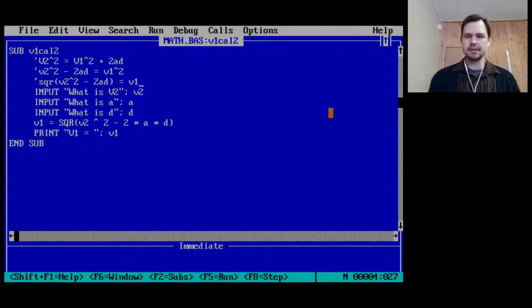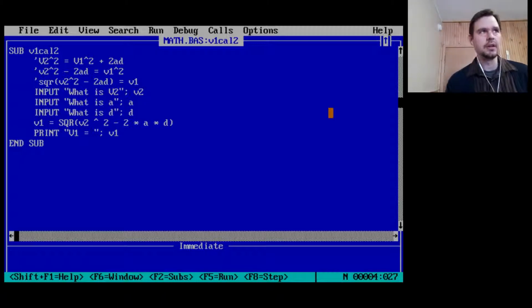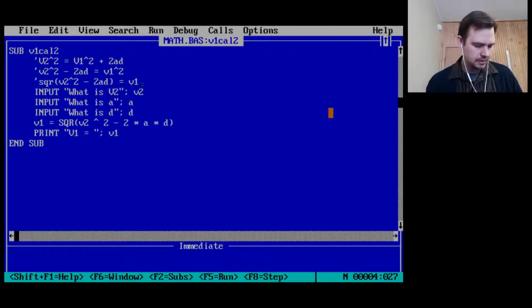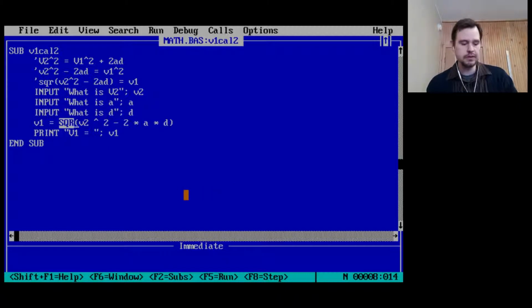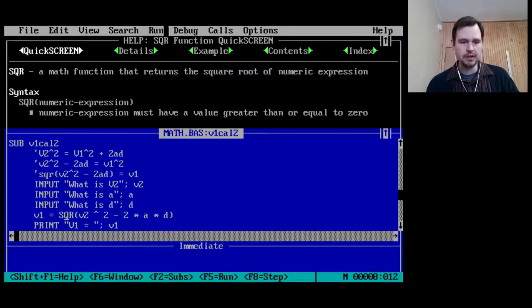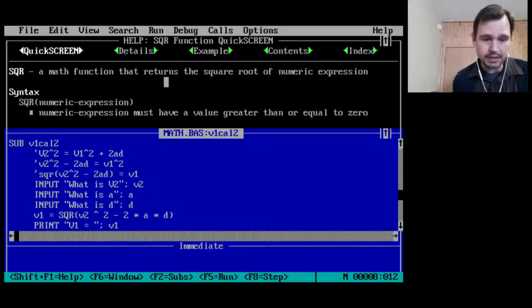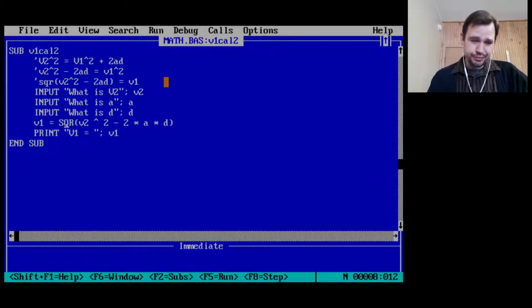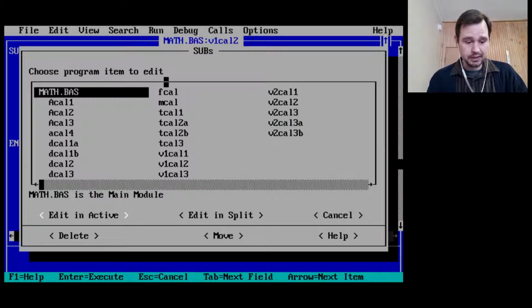So the square root of v2 squared minus 2ad equals the square root of v1 squared, which is just v1. And yes, it's also minus v1, but a negative initial velocity doesn't matter in this case, because we're only interested in the positive one. Anyway, that certainly matches this. We've never seen the square root function, but that's how it works. SQR, and then it's the square root of whatever's in the brackets. Okay. All right. Oh, there's so many of these. We won't go through them all.